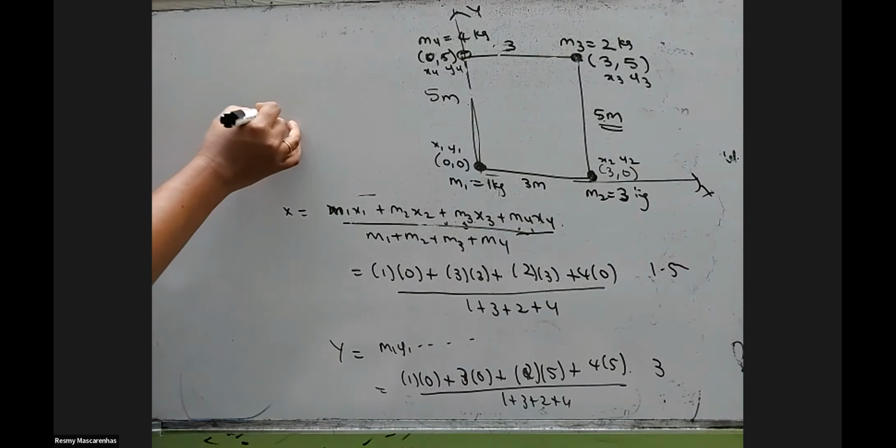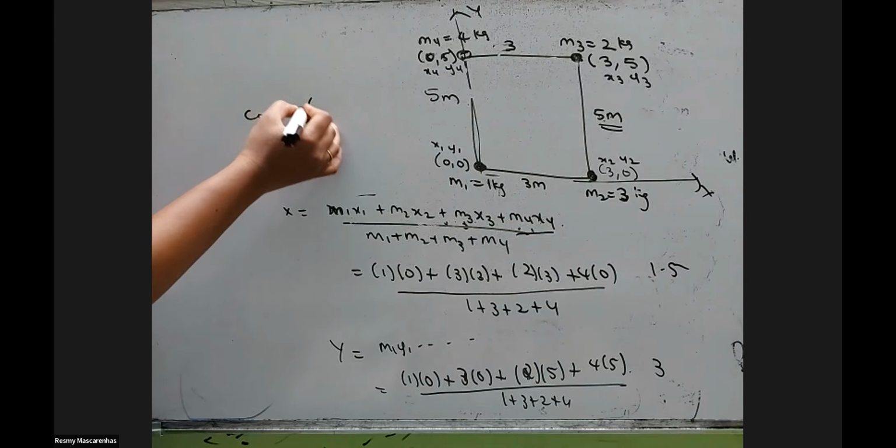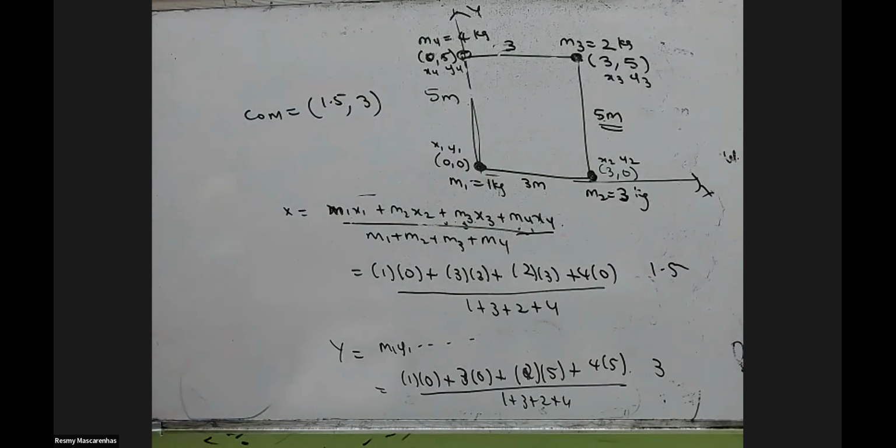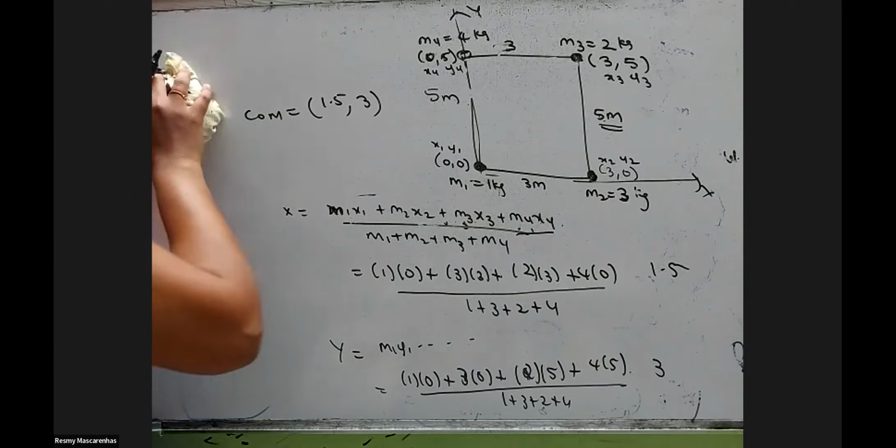So the center of mass will be 1.5 comma 3. Miss, the unit will be meters, right? Yeah.